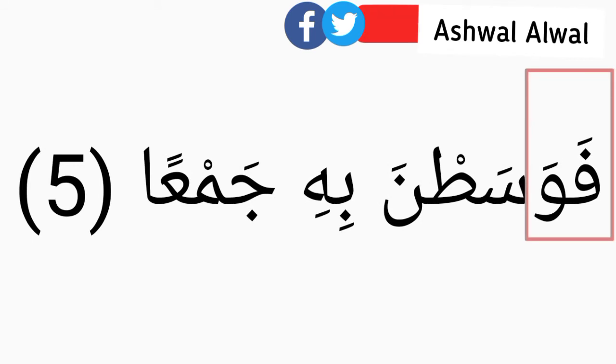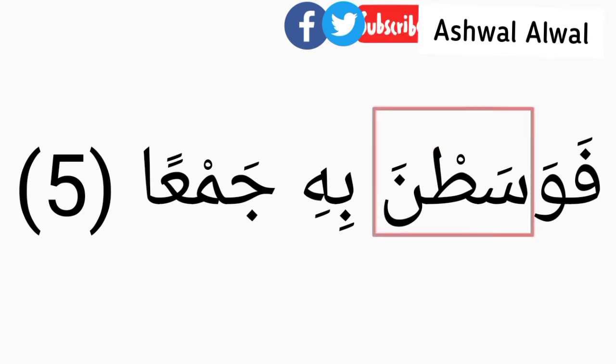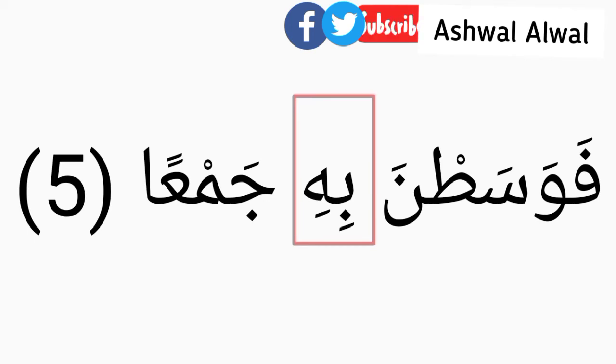Fawasatna. Ta is a huruf al-qalqala, so you make the qalqala. Instead of saying wasatna, that is wrong. You are to say wasatna, making the qalqala. Make sure you watch that video on huruf al-qalqala. Bihi, just as the previous one. Bihi.